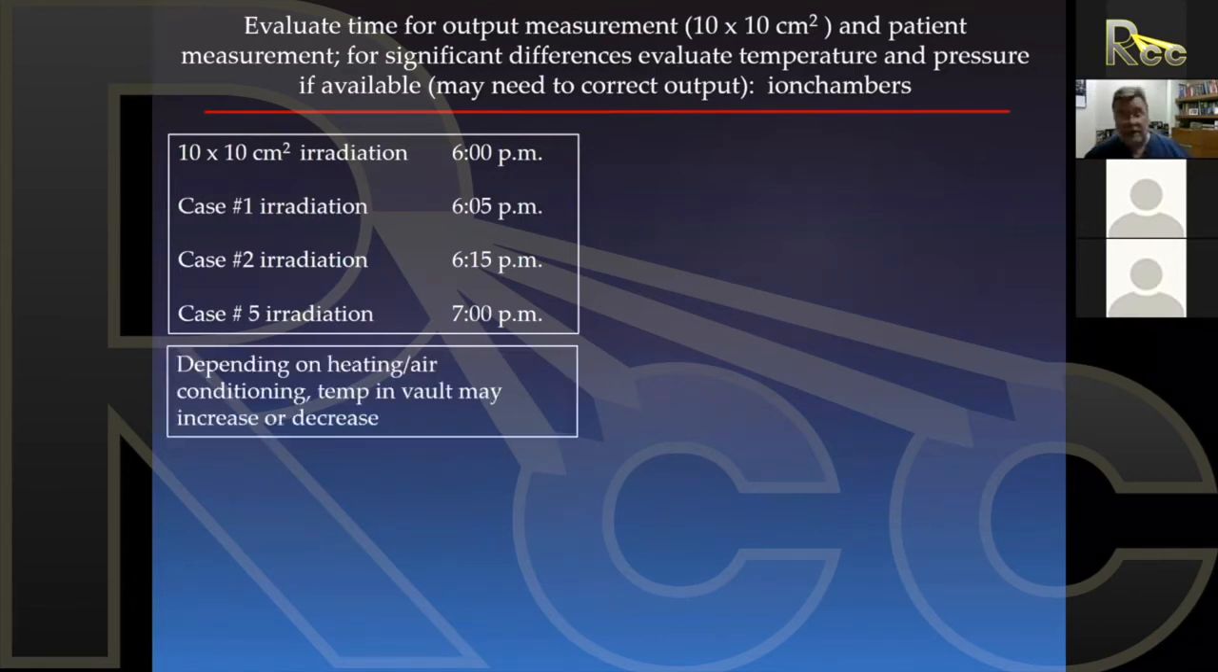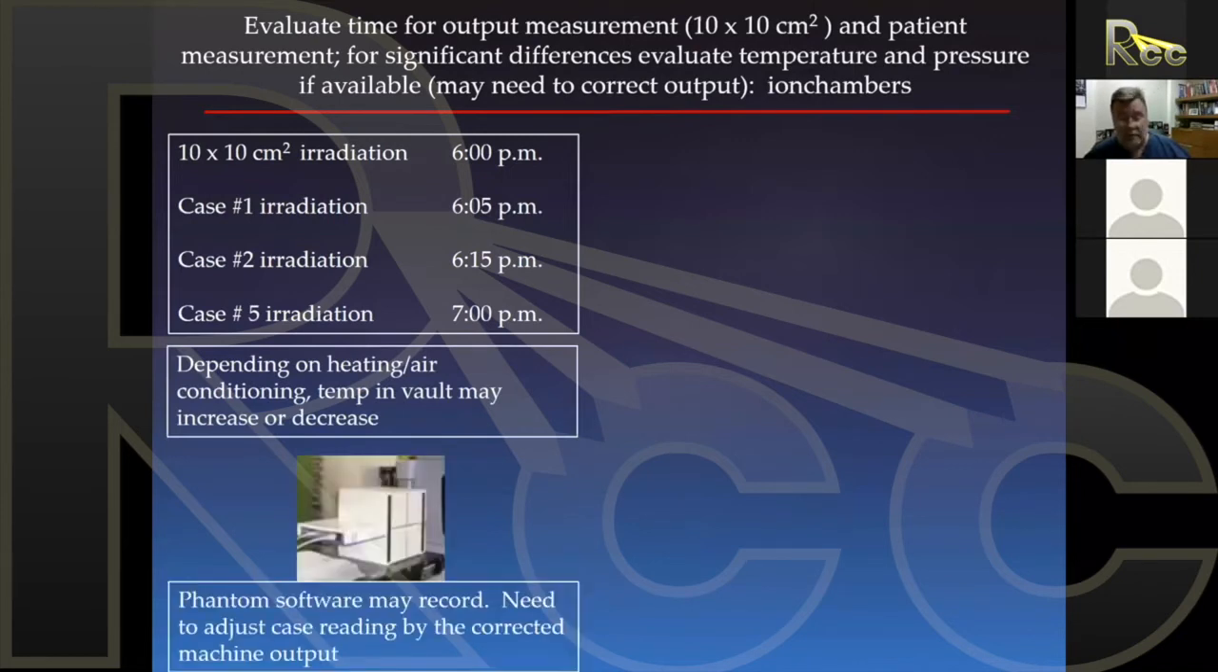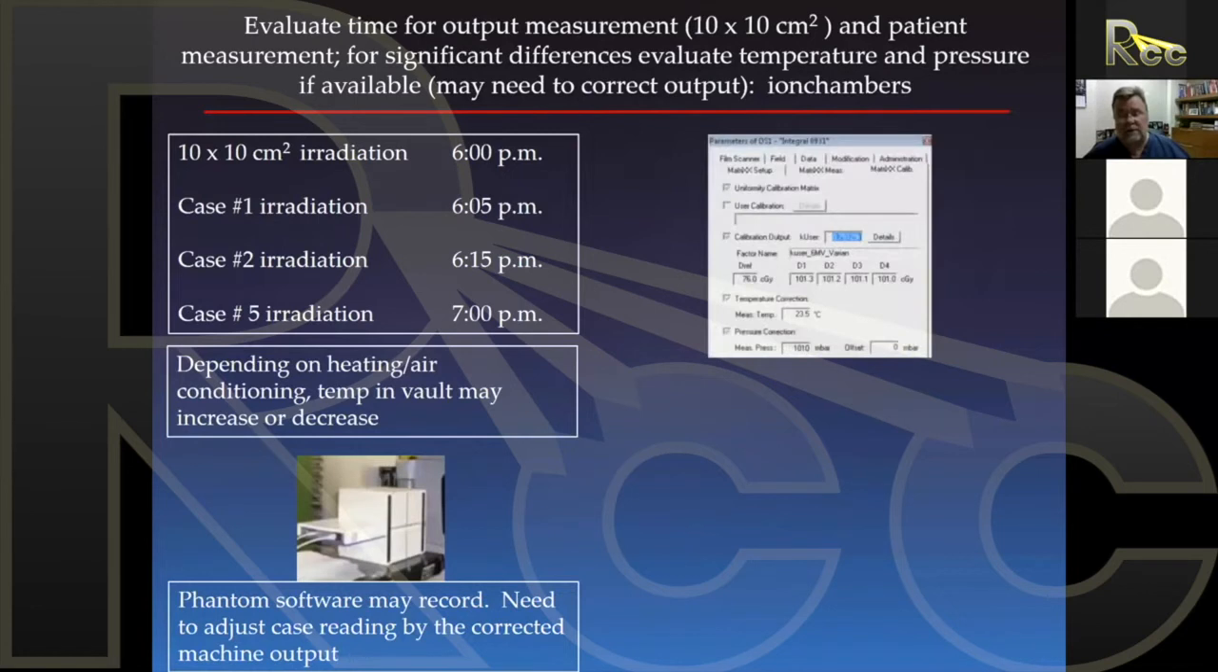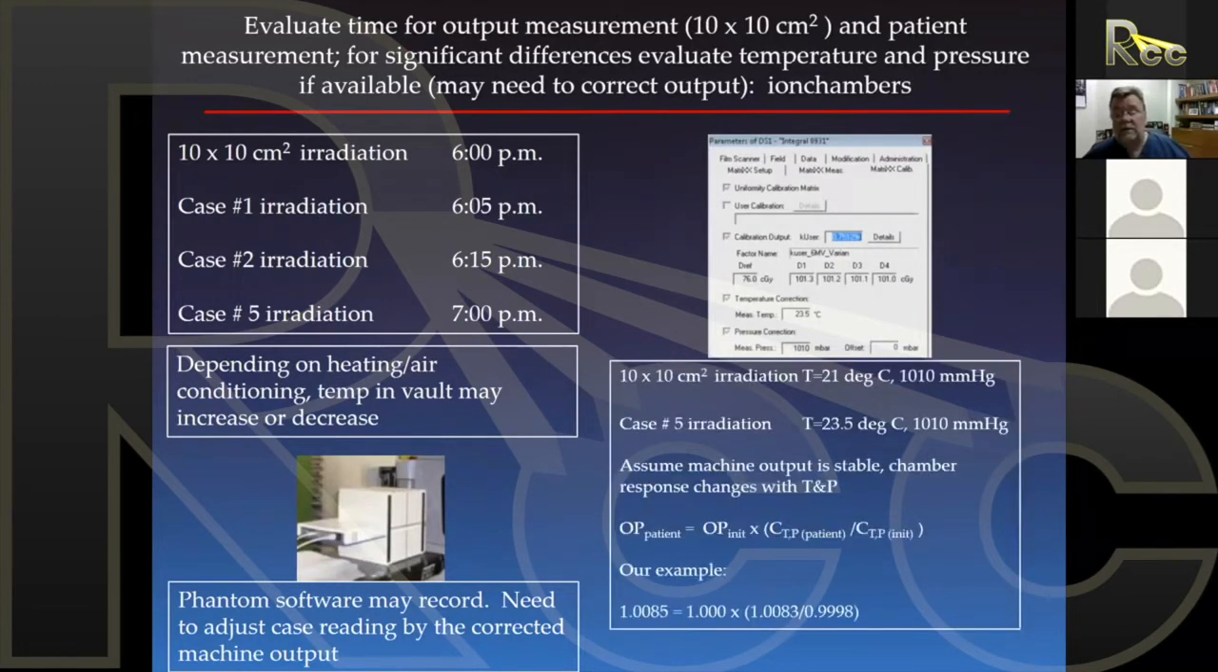Depending on your heating and air conditioning, the temperature in the vault can increase or decrease. Your phantom software may record this. So we may need to adjust that output accordingly for the actual patient, the one irradiated at 7 o'clock. Here's an example of where this was recorded, and it says for the patient, it had a temperature of 23.5 degrees Celsius and 1,010 millibars for pressure.